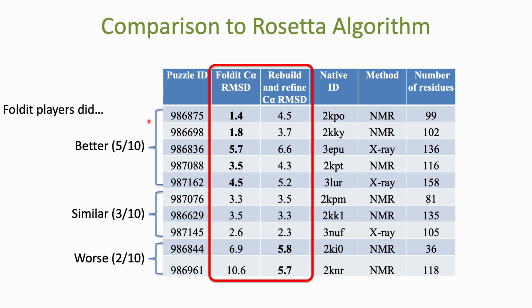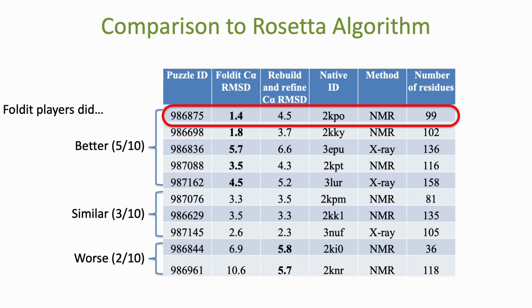And so you can see that for 5 of these cases, the Foldit players did better. For 3 of them, they did about the same as Rosetta. And for 2 cases, they did worse. But these numbers are all pretty high in this case, so those might have been just really, really hard ones. I do want to show in more detail the case where Foldit players significantly outperformed Rosetta, because it highlights one of the advantages that humans have over computers.